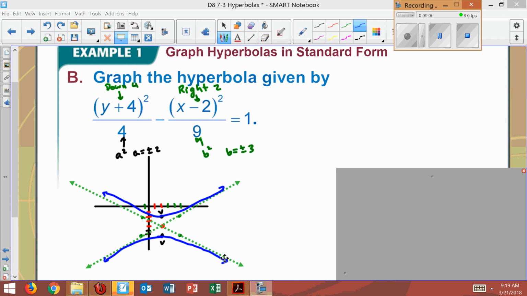The only thing left to find would be our foci. And so to find those foci, remember we use the formula c squared equals a squared minus b squared. And now my c squared, I do not know what that is, but I do know my a squared is 4. And I'm going to subtract a negative 9, which means that c squared is equal to 13, or c will be plus or minus the square root of 13, which is between 3 and 4.